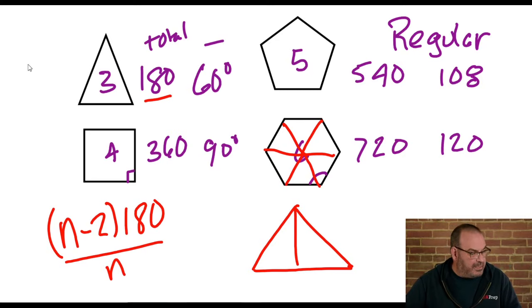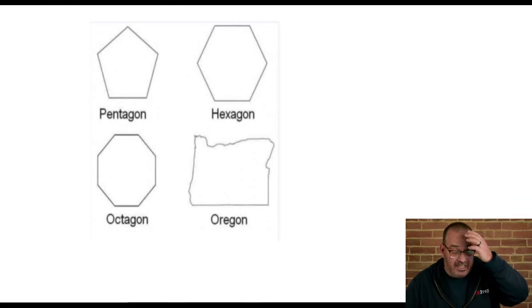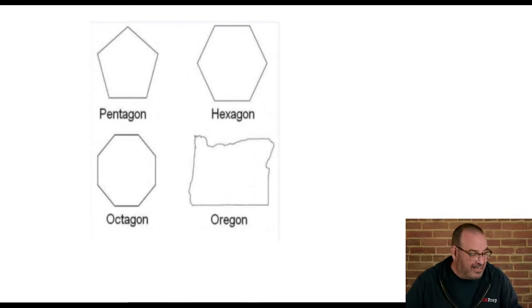So let's jump right into it. Quadrilaterals are always 100% on the ACT. And here's the shout out to Jay. Here's a pentagon, a hexagon, an octagon, and an Oregon. So Jay, that's why I wanted you to watch. Come on, make a comment.